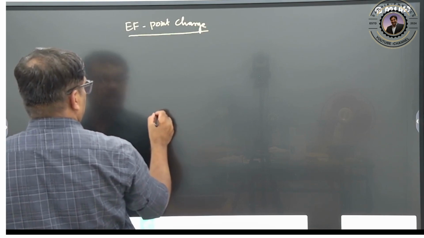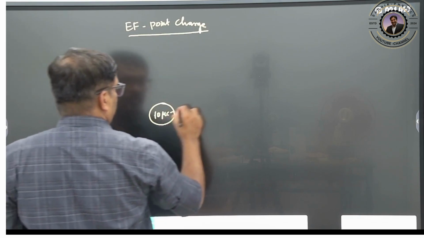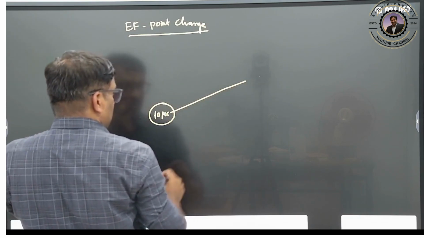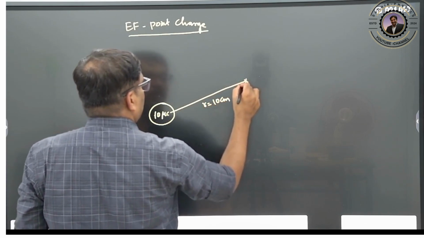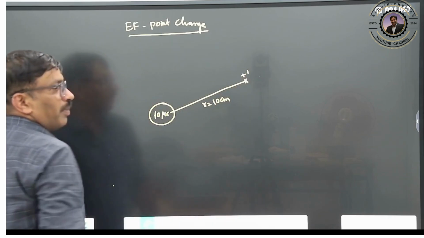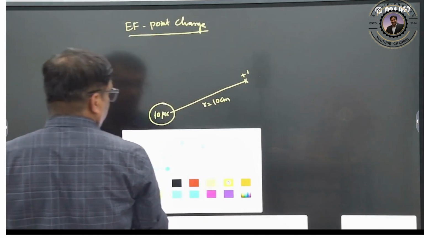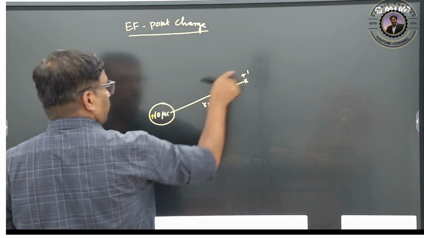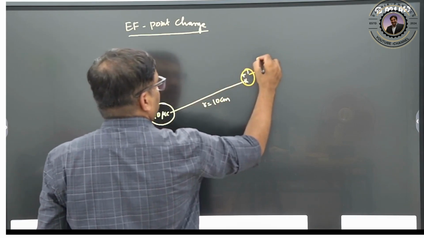Suppose there is a 10 microcoulomb charge. We want to calculate the electric field at a certain distance, r equals 10 centimeter. At this point, what do you have to do? You have to assume plus 1 coulomb. What will happen now? This is a positive charge, so it will undergo a repulsion force. This will be the direction of your electric field.